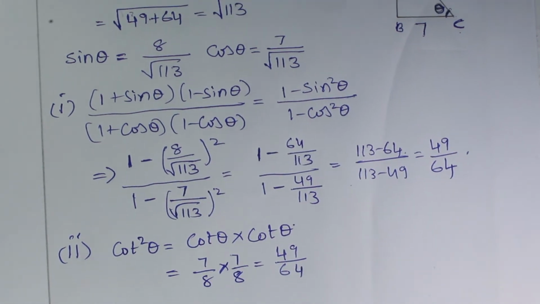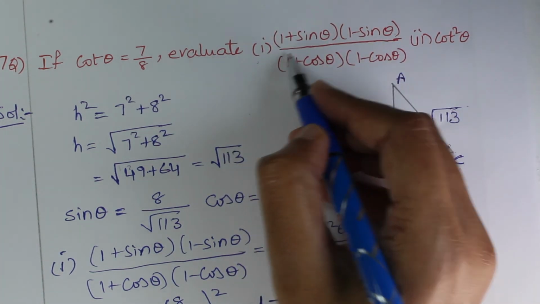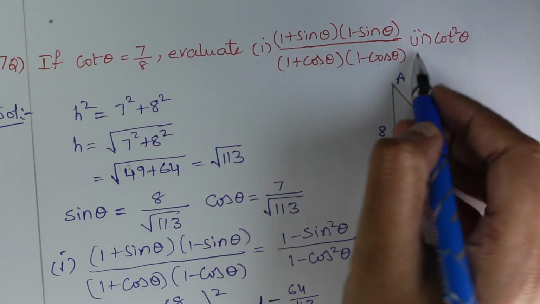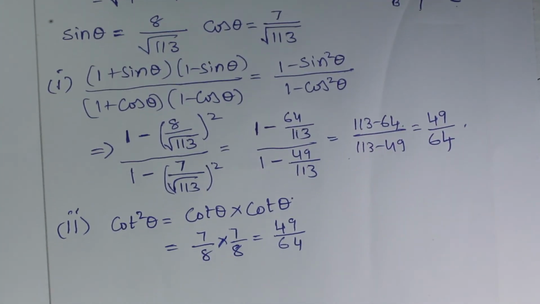That is, (1 plus sine theta)(1 minus sine theta) divided by (1 plus cos theta)(1 minus cos theta) is equal to cot square theta. I mean, both the values are equal. Hope this is clear for you.